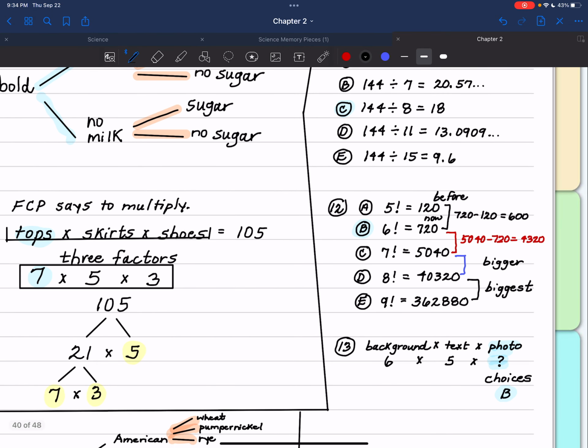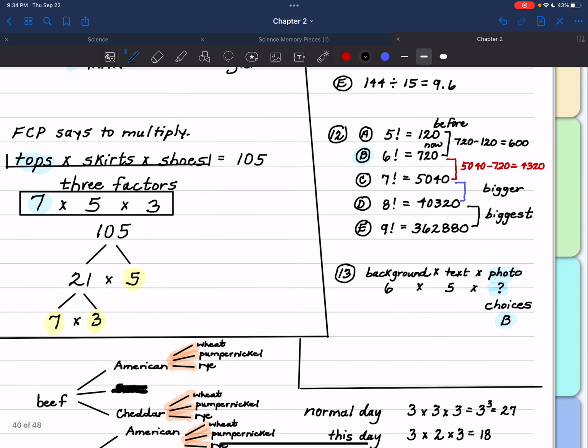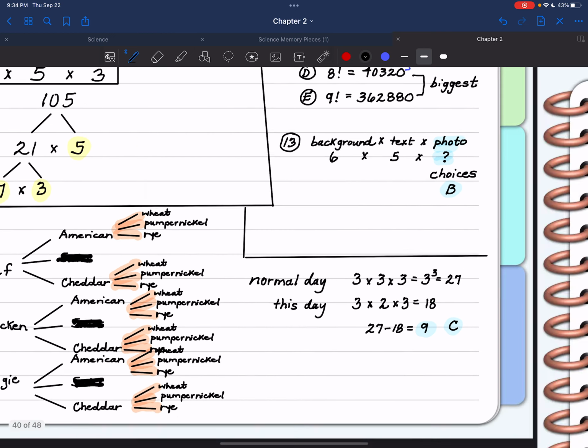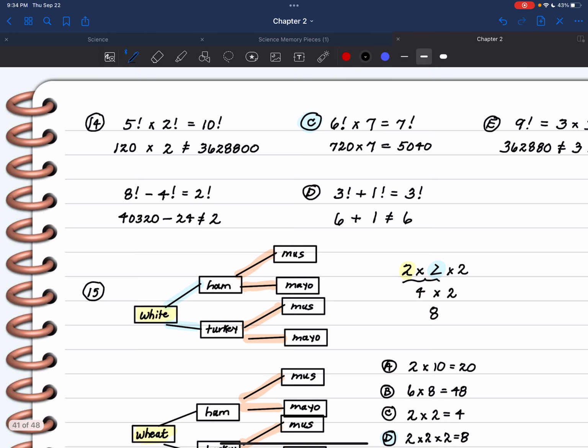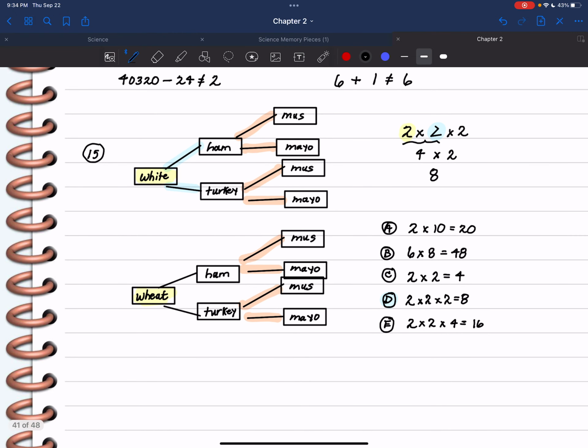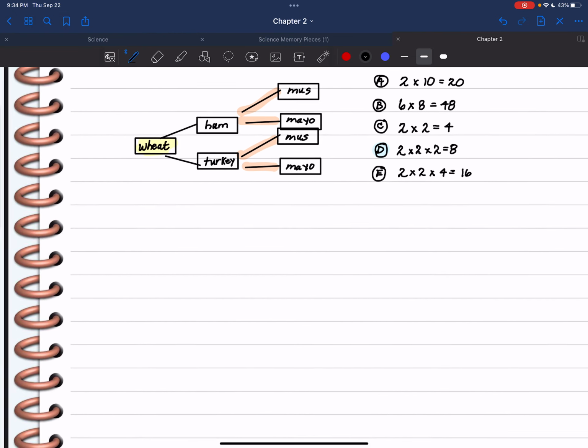Number 12 is B as in Bravo. We got that one right. Number 13 is B as in Bravo. We got that one right. Number 14 is C as in Charlie. And number 15 is D as in Delta. So I like all of those.